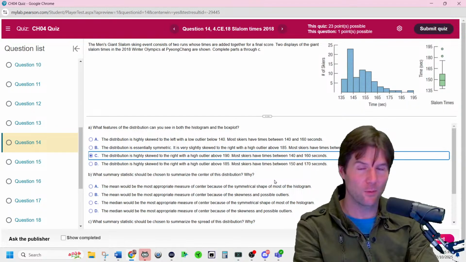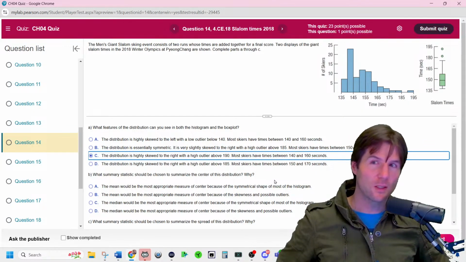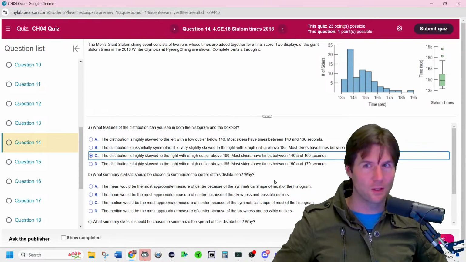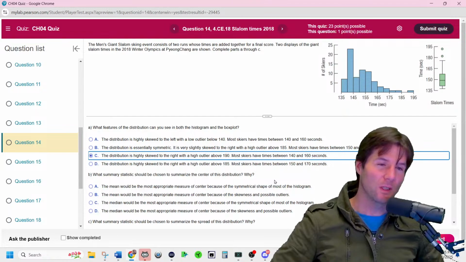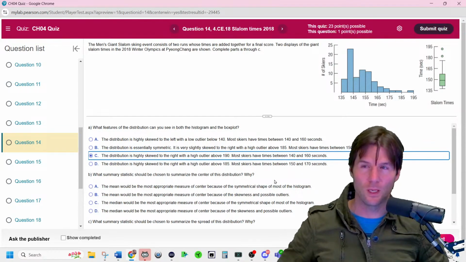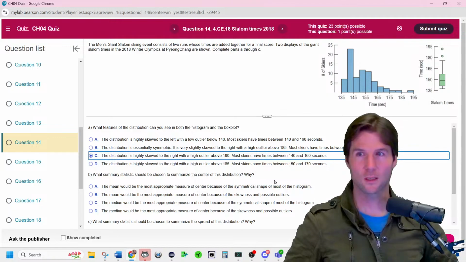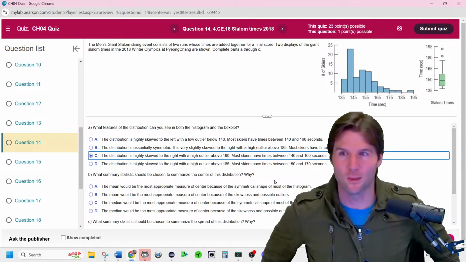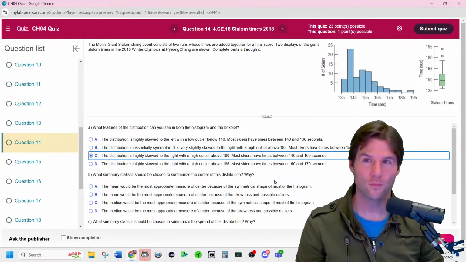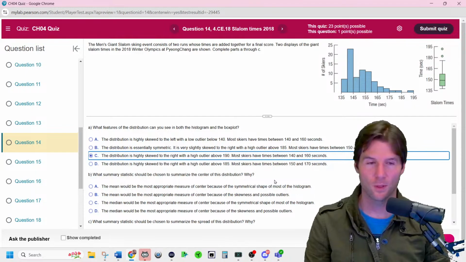This is highly right skewed data. Because the data is skewed to the right, should we use mean or median? It's heavily right skewed data, so mean or median.